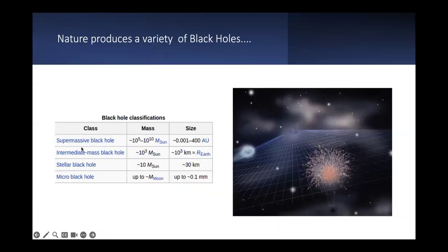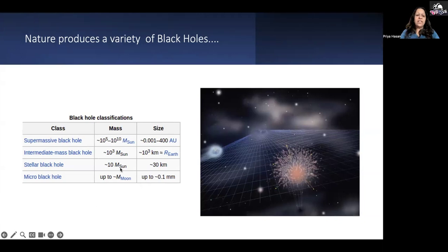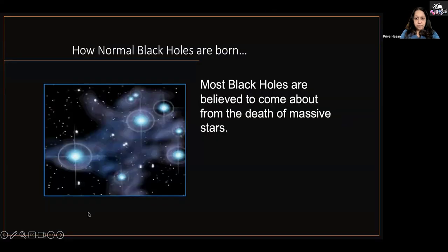Nature produces different types of black holes. There are supermassive black holes, like the one sitting in the center of our galaxy. There are what are called intermediate black holes. There are stellar mass black holes, caused when stars reach the final state of their lives. And then you could even have a micro black hole, a small one, which is predicted to exist.